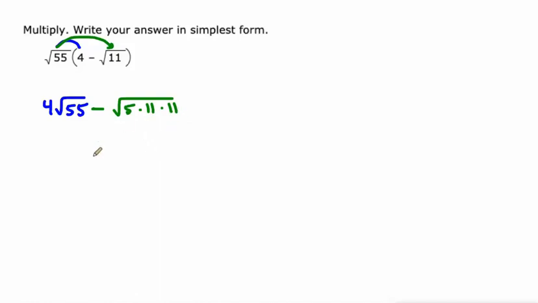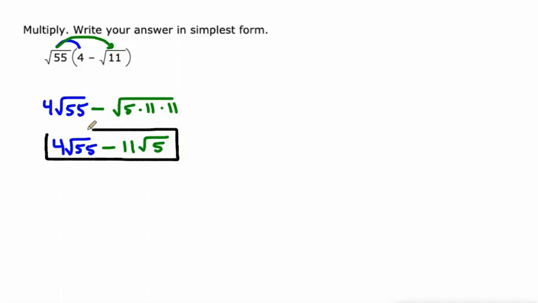And the reason I did that is so I could simplify easier. If you can recognize perfect squares, it makes things a lot more simple here. 11 times 11 is 121, and the square root of 121 is 11. So there's what our answer is going to look like. 4 times the square root of 55 minus 11 times the square root of 5. Other ways we could have shown our work, but we'll ultimately get to that answer.